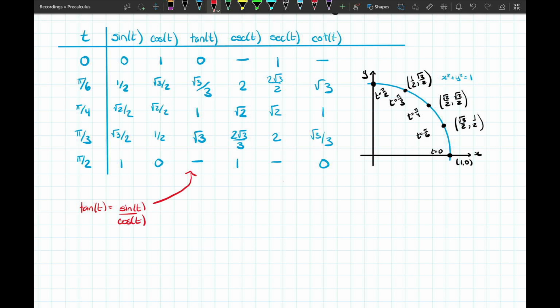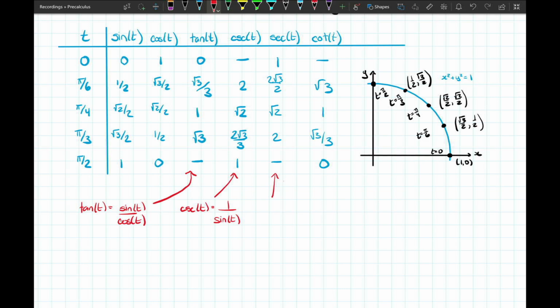It's undefined wherever we have x equal to 0. That means it's also undefined at 3 pi over 2. Now remember that cosecant is simply just 1 over y. That means it is the reciprocal of sine t. And so wherever sine t equals 0, or whenever y equals 0, cosecant t is undefined. So cosecant t is undefined at t equals 0 and undefined at t equals pi.